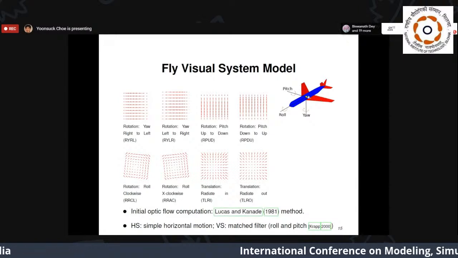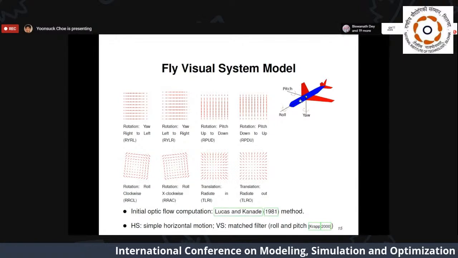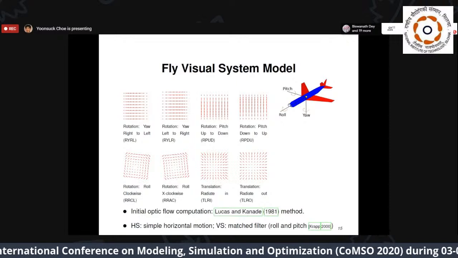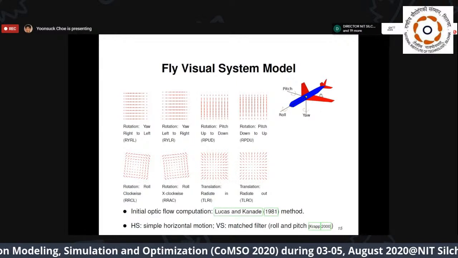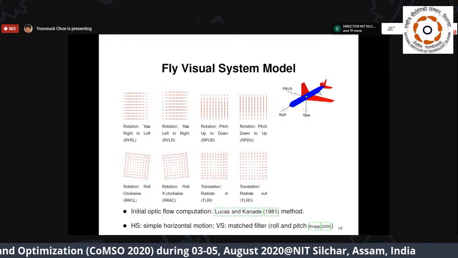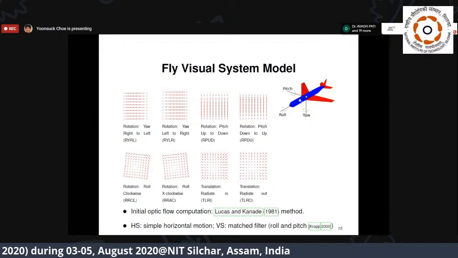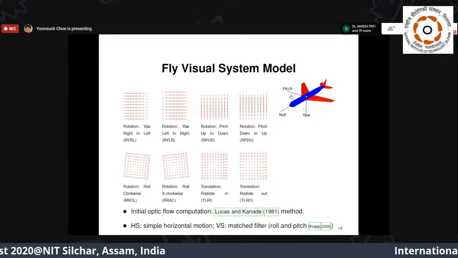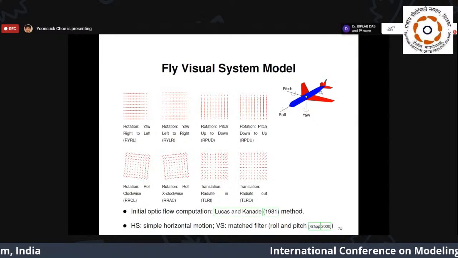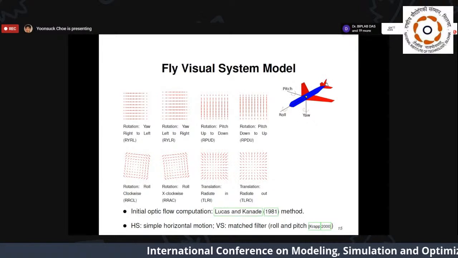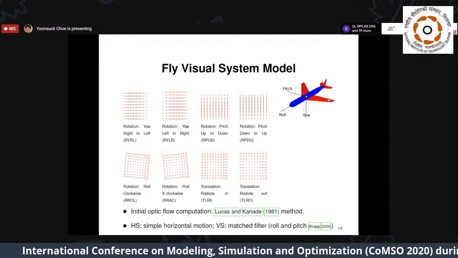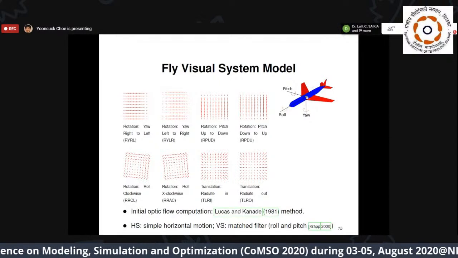Think about an airplane: you can change your attitude by rolling, by moving the ailerons, rolling in that direction. Then pitch is going up and down. The yaw is using the tail fins. You can turn around this axis like that.